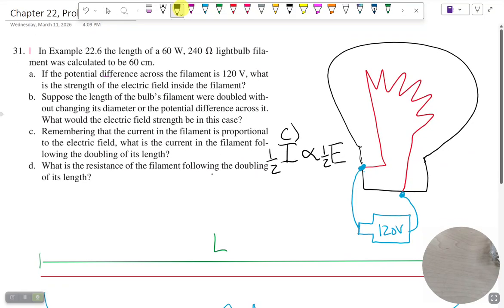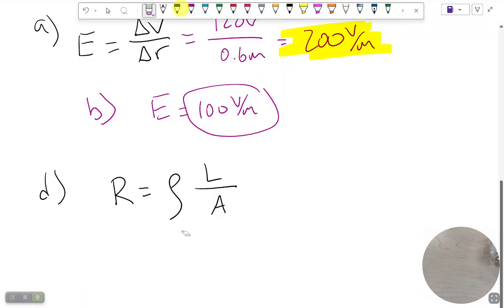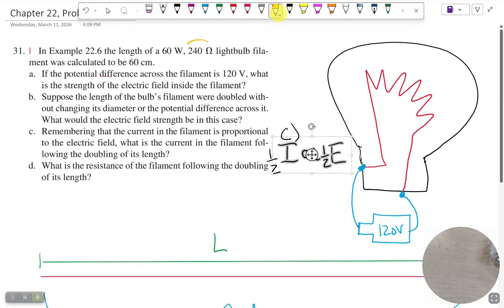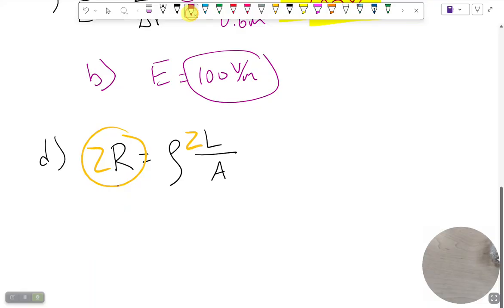Following the doubling of its length, the length is doubled. The material didn't change, and they told us the cross-sectional area didn't change. So if the length increases by a factor of 2, then the resistance must increase by a factor of 2. If the resistance was originally 240 ohms, the new resistance is going to be double 240. So I think that's 480 ohms.